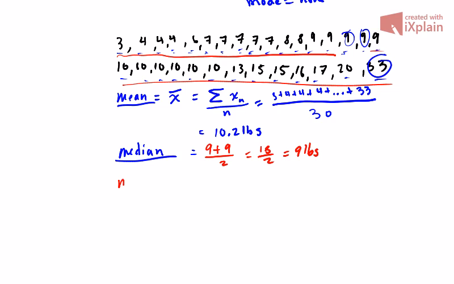The mode is the number that repeats the most often. In this case, the mode is 10, because 10 repeats the most often. So I've got 10 pounds as the mode.